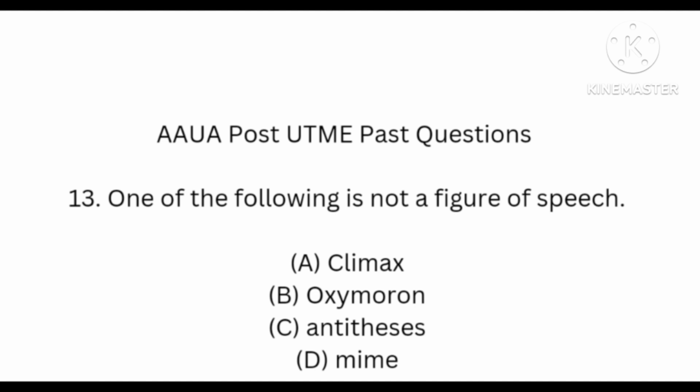Option A is a figure of speech. Climax is a figure of speech. Climax means arrangement of incidents in ascending order. That is arranging things from the least to the highest. We call it climax in literature. Option B, oxymoron. Oxymoron is equally a figure of speech. In oxymoron, we juxtapose two opposite words together. We put two opposite words together.